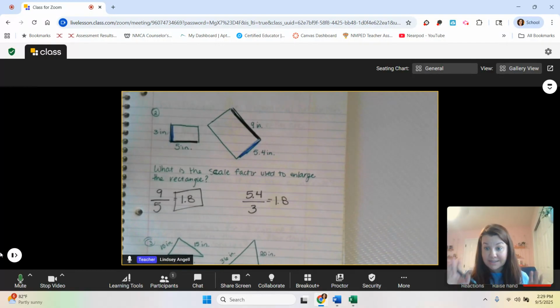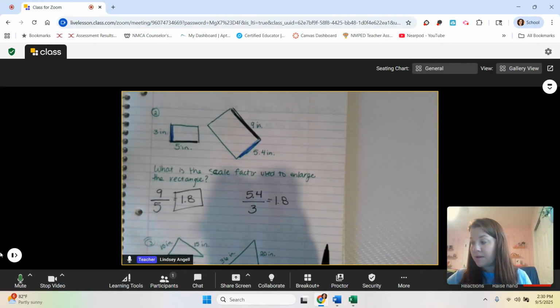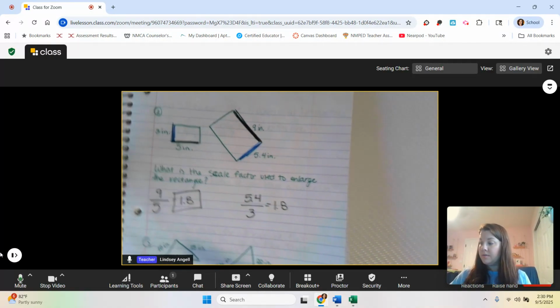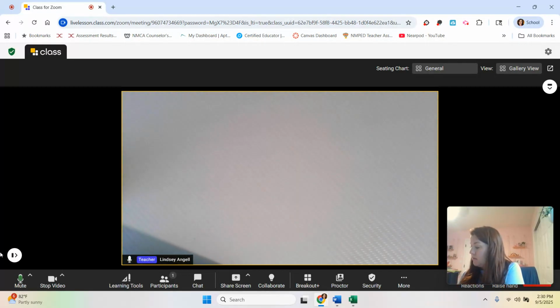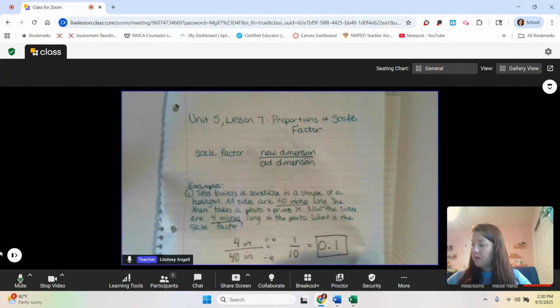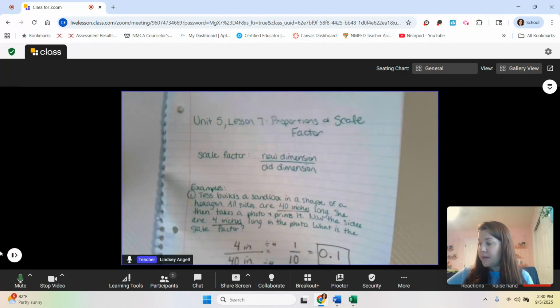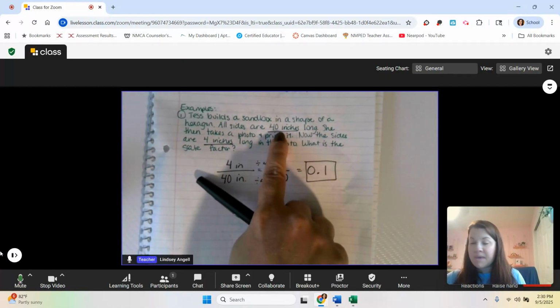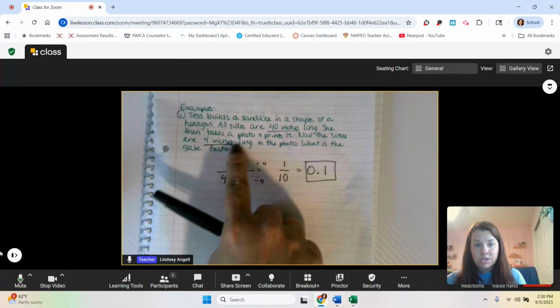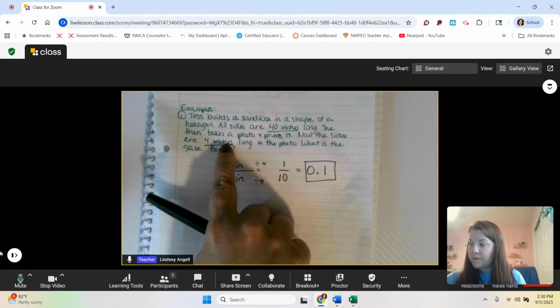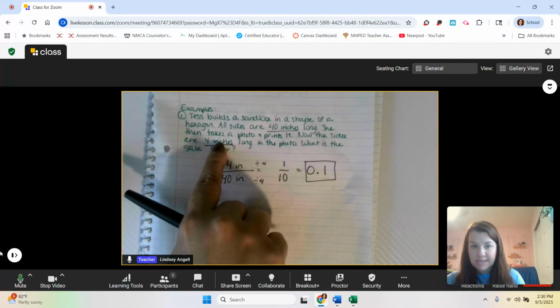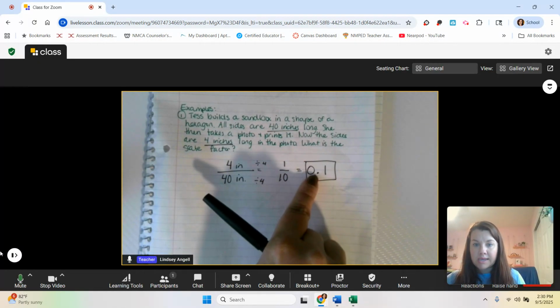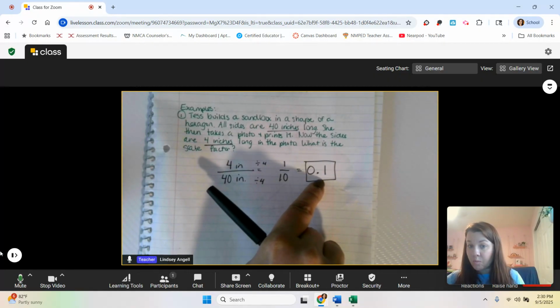Now, that's another thing that we can think about too. Notice, let me go back to my first problem. With this one, we went from a bigger size to a smaller size, right? We went from the life size to the scaled size. And my scale factor was less than 1.